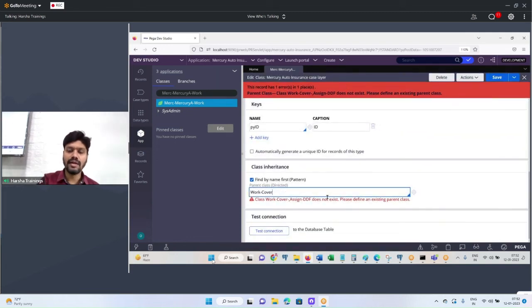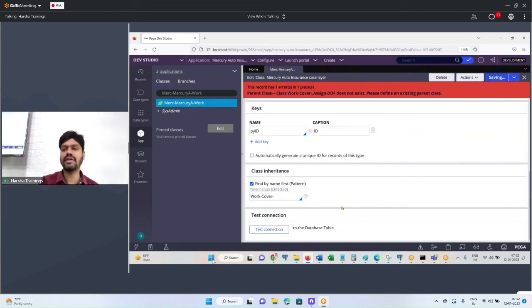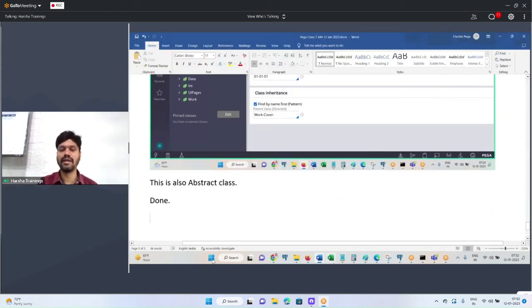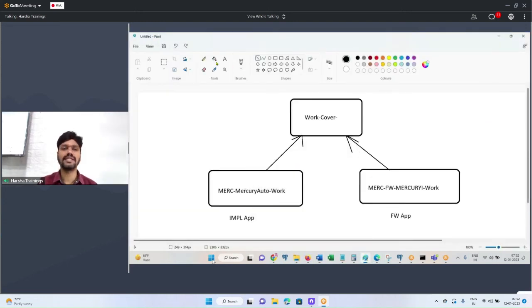Now you tell me, diagrammatically. Functionally we'll do it practically here. Diagrammatically you tell me what it is. First of all, the diagram. In this diagram you need to make changes. I will show you. See here.